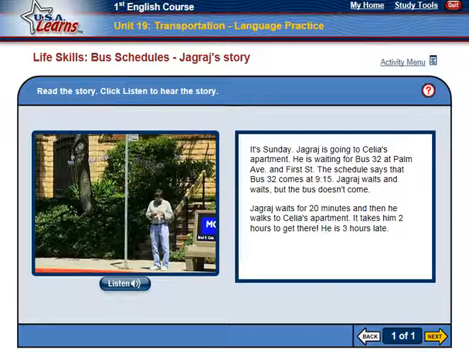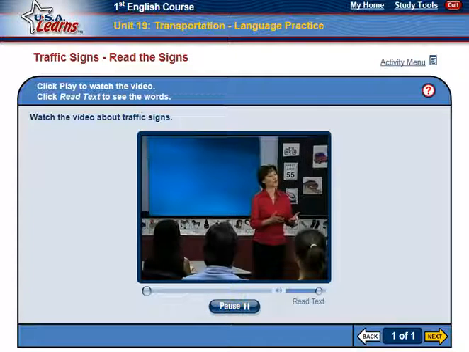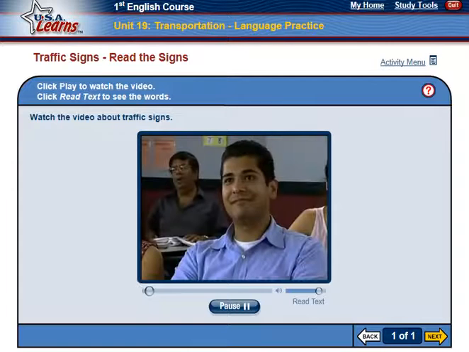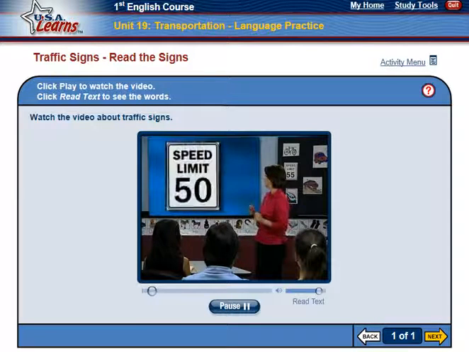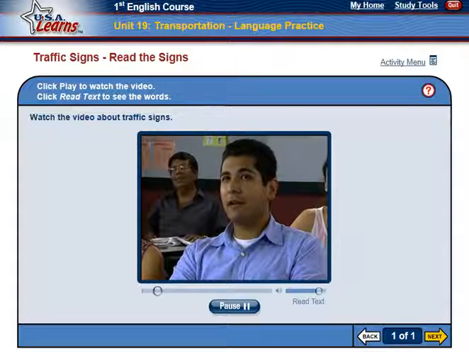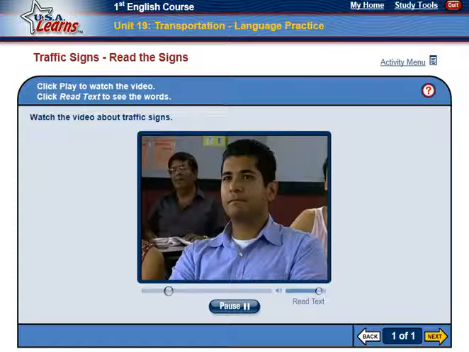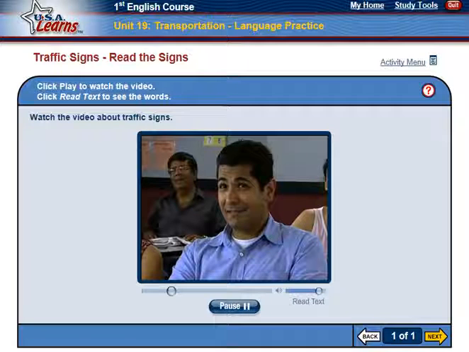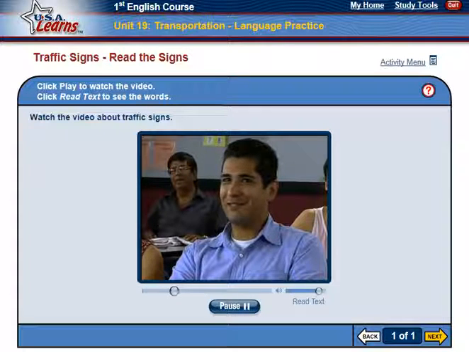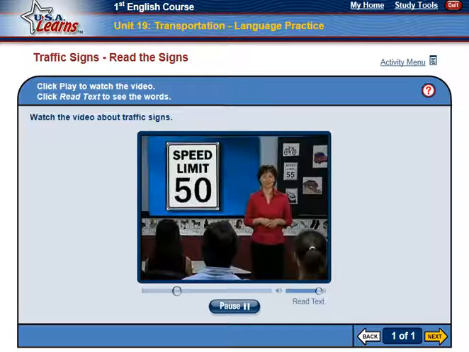Roberto, you drive every day. Let me ask you a question. Where do you see this sign? You see this sign on the highway. Yes. This is a speed limit sign on a highway. Do you speed, Roberto? Drive too fast? Oh, no. Good. You shouldn't speed. You should drive the speed limit.